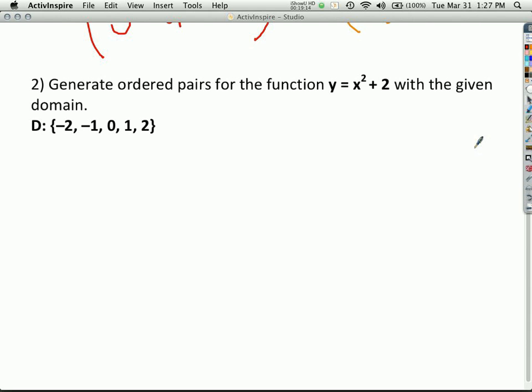Very good. So these are all the x values. That's what a domain is. And you take this number, you plug it in, and simplify. -2 squared is 4, plus 2 is 6. So the output is 6.